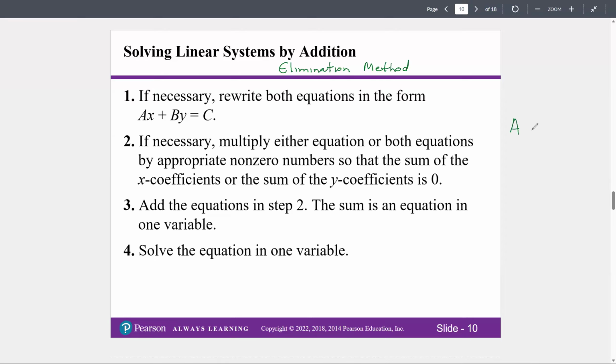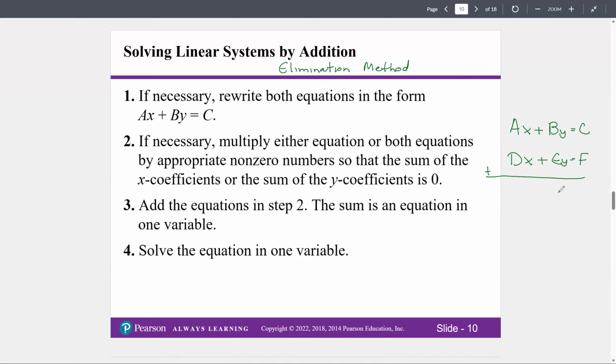So what we're trying to do, if I have ax plus by equals c, and let's say we have dx plus ey equals f, we're trying to add this up in a way that either the a and the d are just going to disappear and we'll get a 0, or the b and the e will add up and give us a 0. That's what we're trying to aim for: to make either x's disappear or y's disappear.